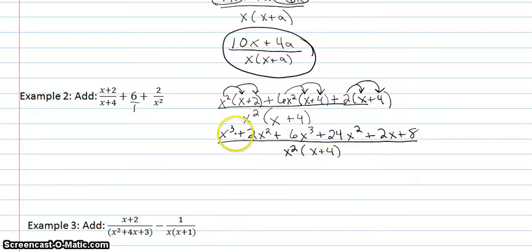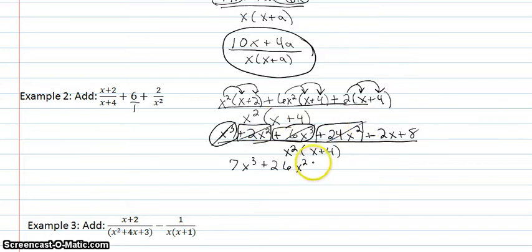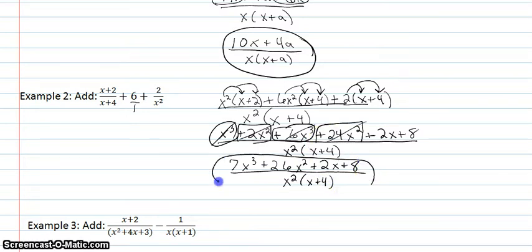Alright, now we need to get our like terms together. So I've got x cubed here and x cubed here. And I've got this x squared and this x squared that need to go together. So I'll have 7x cubed, so I've used those. And then I'll have plus 26x squared, so I've used those. And plus 2x plus 8. That is all over x squared times x plus 4. Okay, and then we just leave our answer like that.